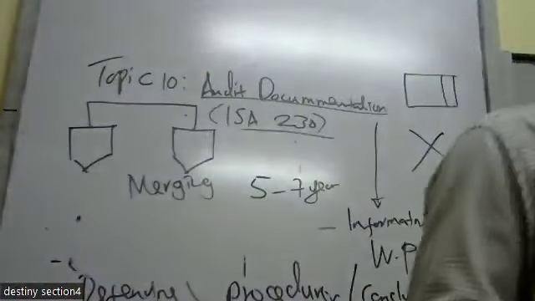1, obtain background knowledge about the client. Yes, for that knowledge and understanding of the client entity, they may require the previous year's audit working papers. 2, to establish the basis of planning the current year's audit. 3, to check the difficulties encountered in the previous year's audit. 4, to identify the queries that were raised and were not cleared the previous year.